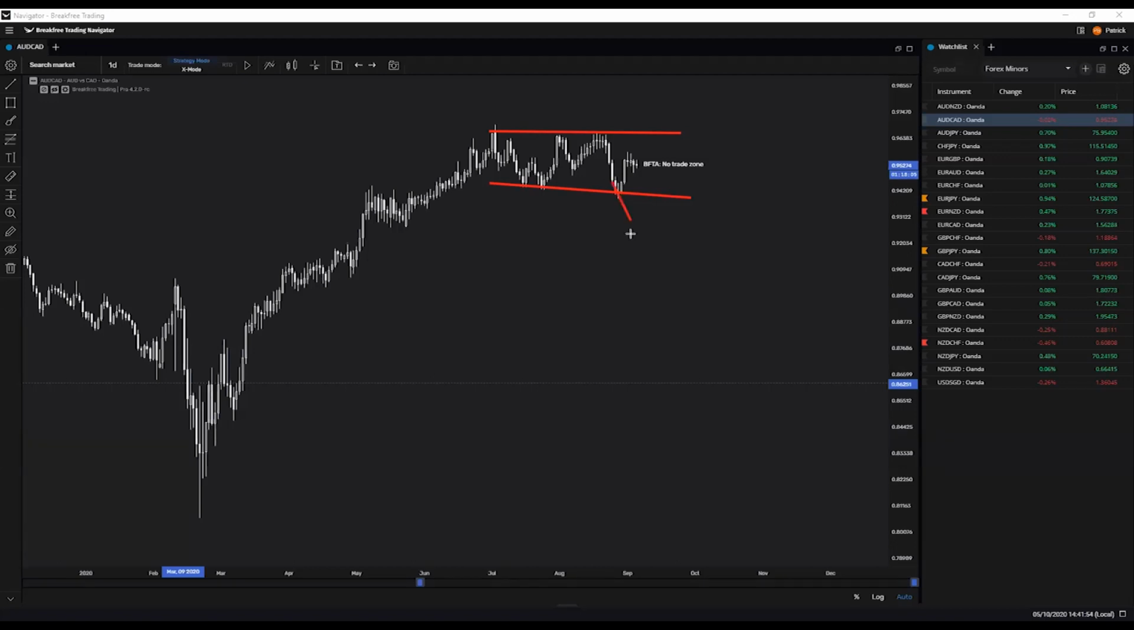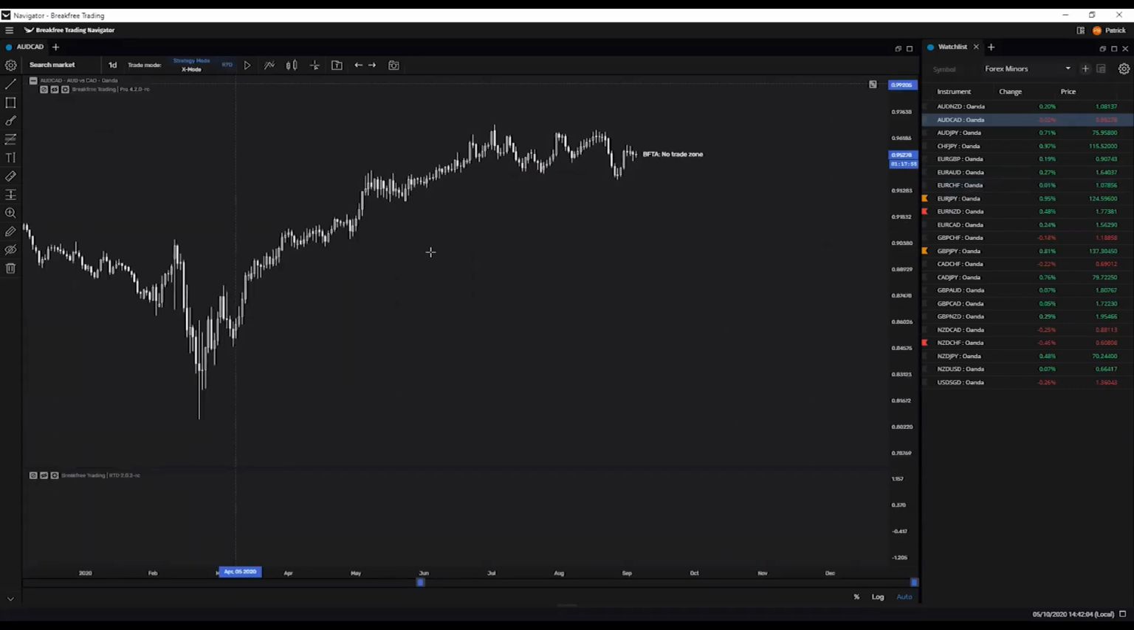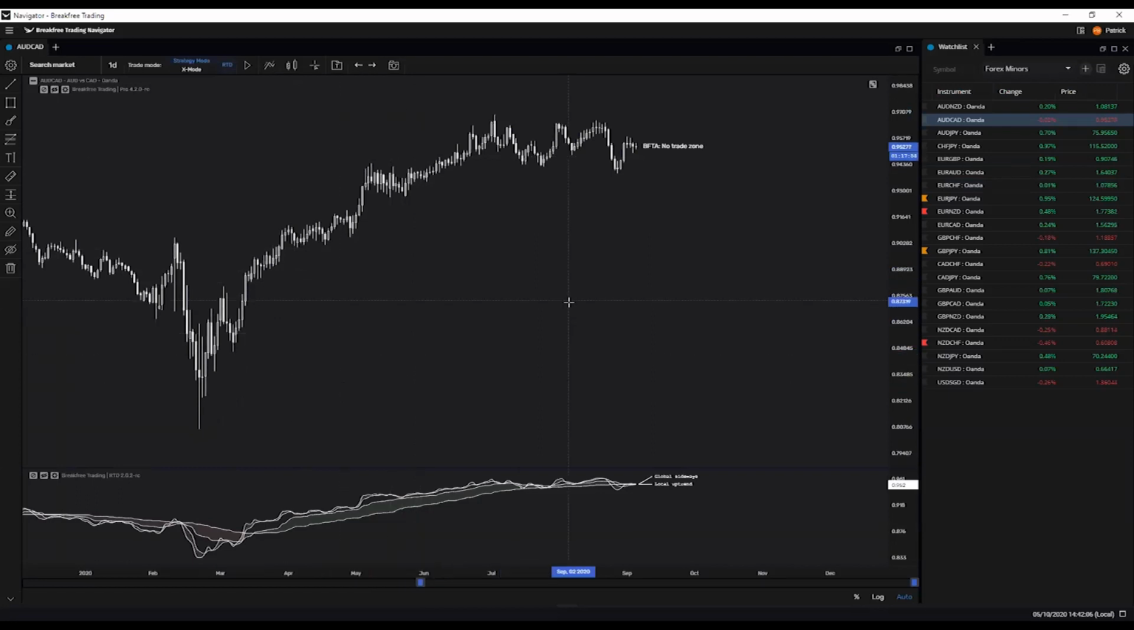So once we break out of here or out of there, we can expect some more movement. So a lot of the miners, right now they're consolidating. So once we see some more movement, once we see some of these breakouts, then we're going to see more trades. But if the algo doesn't show us any trades, it means there's no trades, and we don't want to be trading basically a bad market.